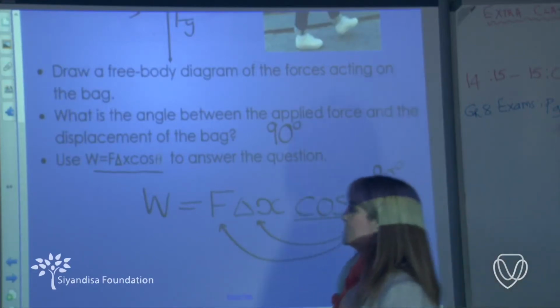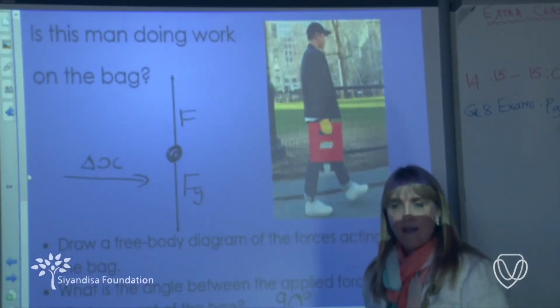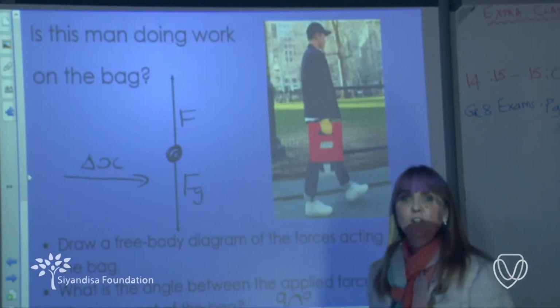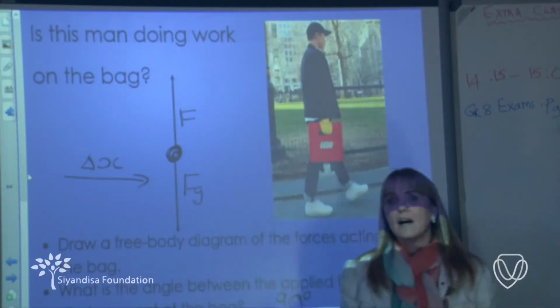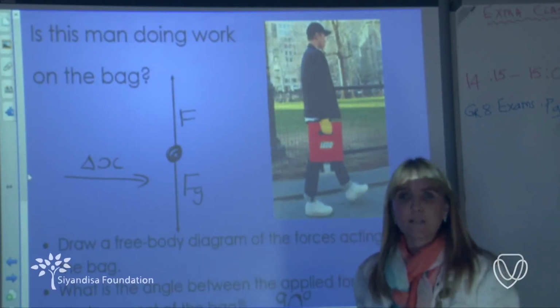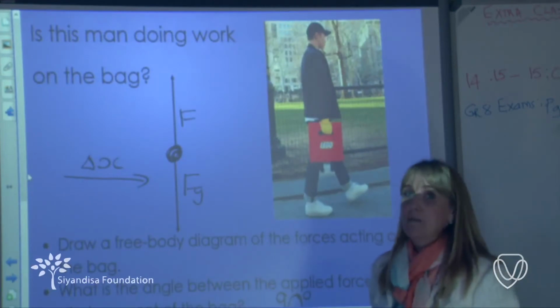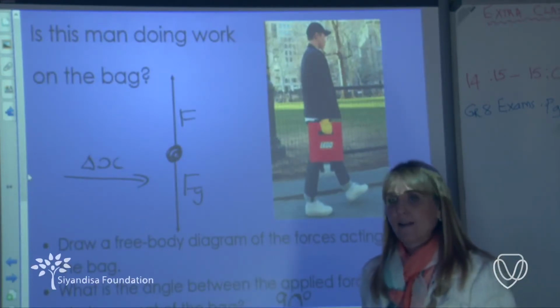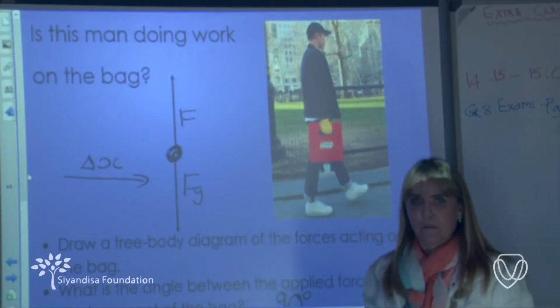So let's answer the question. Is the man doing work on the bag? And the answer is going to be no, because the angle between the displacement of the bag and the applied force is 90 degrees, which immediately means that no work is being done on that bag. Right. His arm might get tired. He might feel like he's doing work on that bag. But according to the equation, work is not being done on that bag.